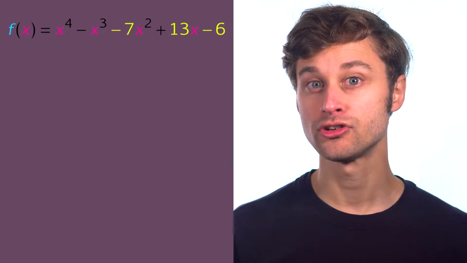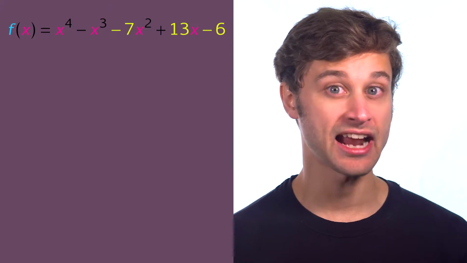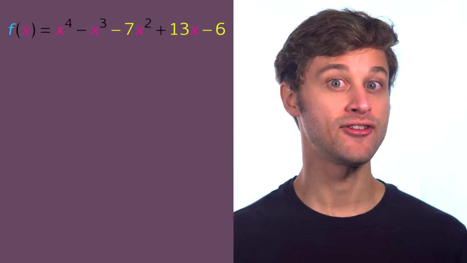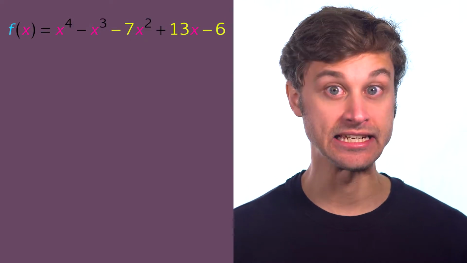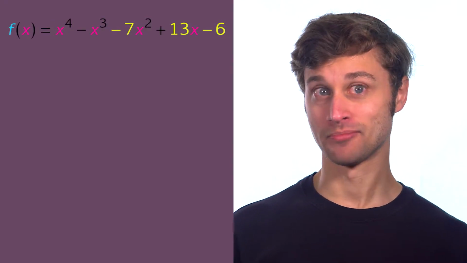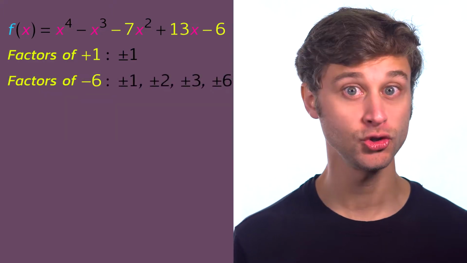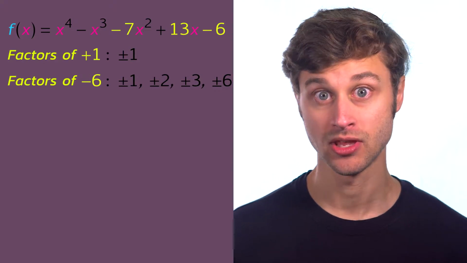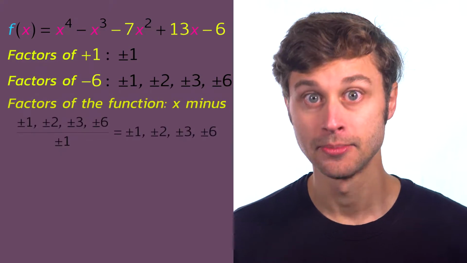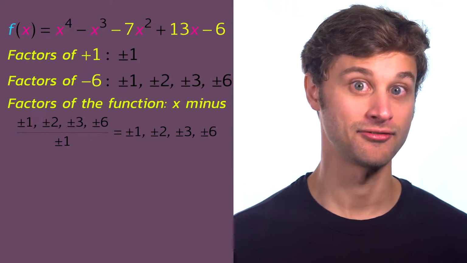To start my long division, I first need to make an educated guess about what my first factor is going to be. In order to do that, I take the factors of my constant term, in this case -6, and divide that by the factors of my leading coefficient, in this case +1. Fortunately, the factors of +1 are just +1 and -1, so that's easy. And the factors of -6 are ±1, ±2, ±3, and ±6. So that leaves me with a slew of different possibilities for my first factor: ±1, ±2, ±3, ±6. This gives me 8 different factors that I can try.